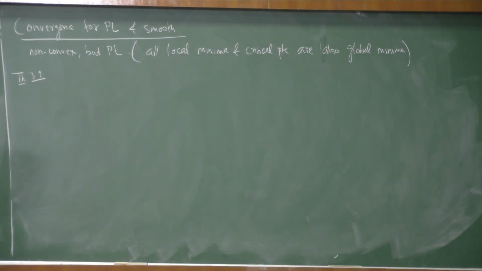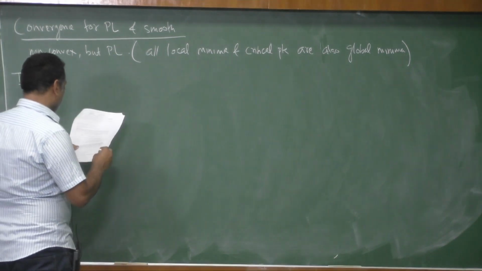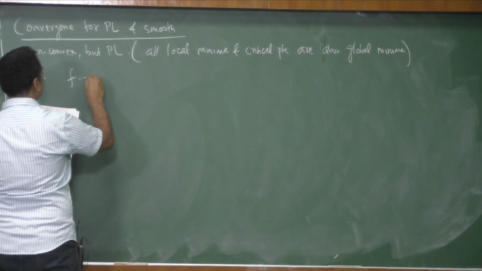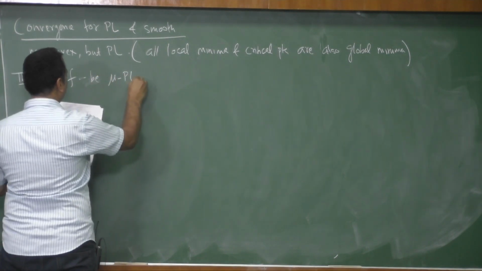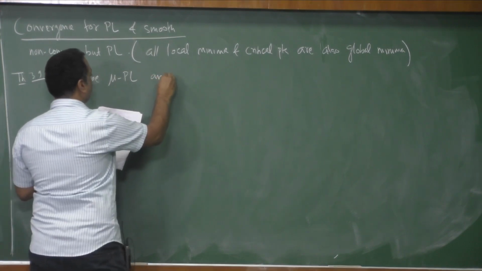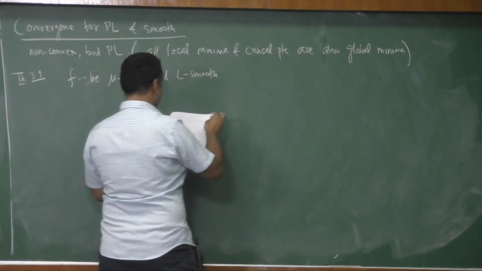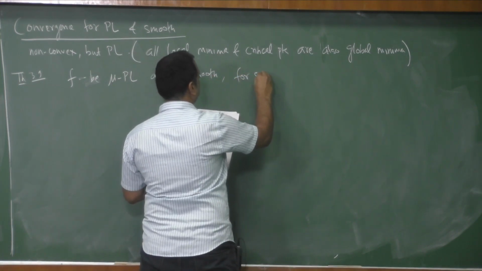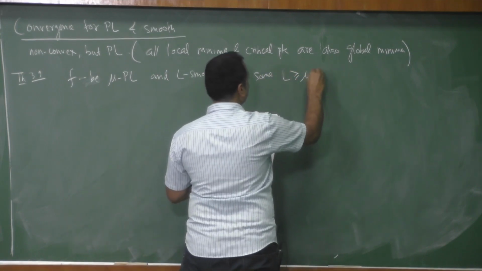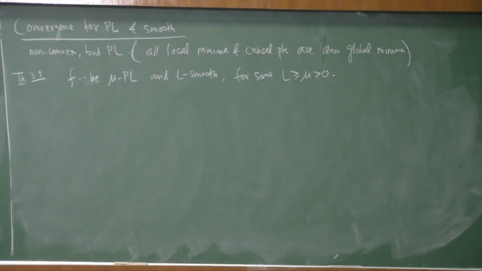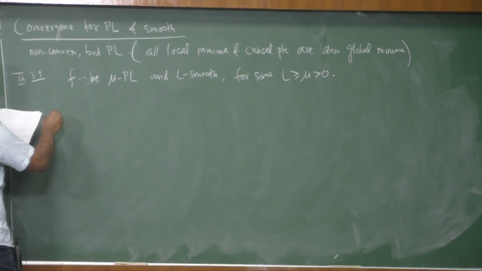Okay, so let F be mu-PL, satisfying the mu-PL condition, and L-smooth. We still need the smoothness also, for some L greater than or equal to mu greater than 0. Then let us say we generate a sequence via gradient descent. So this is the guarantee of gradient descent for PL. Let the sequence be generated by gradient descent.